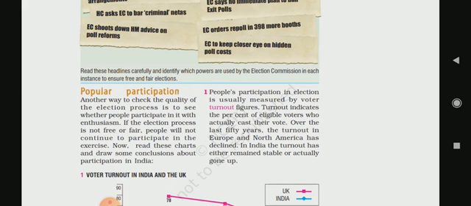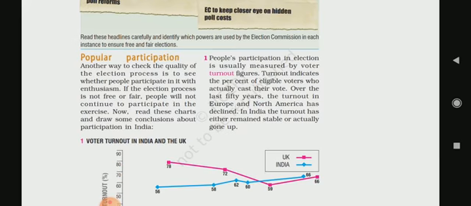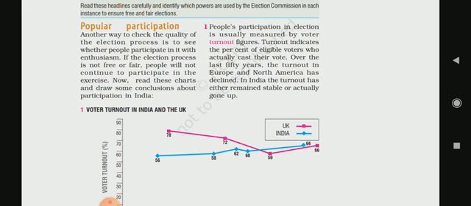For example, in the 2004 elections, Delhi had 87.6 lakh eligible voters. And the eligible voters who actually cast their votes in the Lok Sabha election were 41 lakh 3,687. So the turnout was 46.85. In the last 50 years, the turnout in Europe and North America has declined. In India, it has remained stable or actually gone up. So here most of the people have started giving votes, all because now people are aware of what they have to do, what they should do.